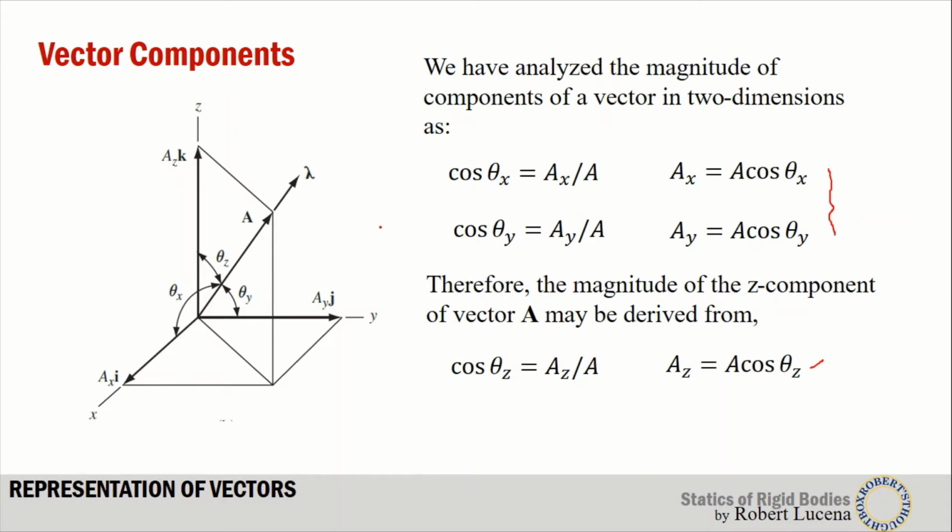So now, we can say that the vector has its components in three dimensions, and to get a component, it is simply the magnitude times the direction cosine. So there we have it.